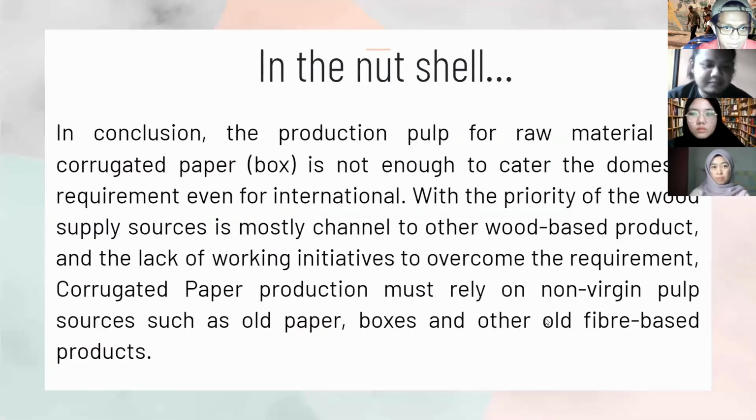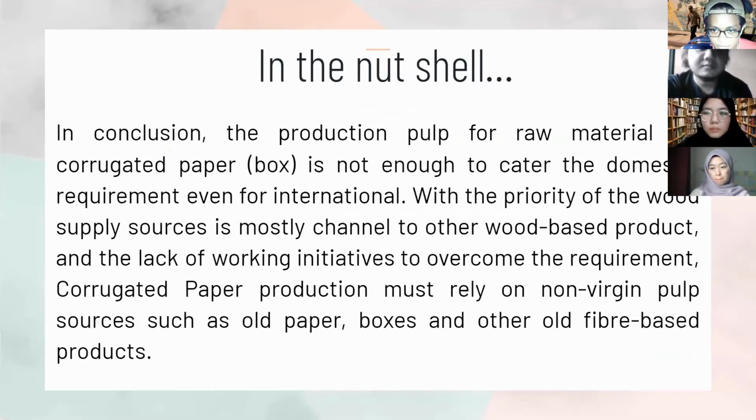In a nutshell, in conclusion, the production of pulp as raw material for corrugated paper, for paper or any fiber-based product is not enough to cater to the domestic requirement, even for international. With the priority of wood supply sources mostly channeled to other wood-based products and a lack of working initiative to overcome the requirement, any fiber-based production must rely on non-virgin pulp sources such as old paper, boxes, and other old fiber-based products.